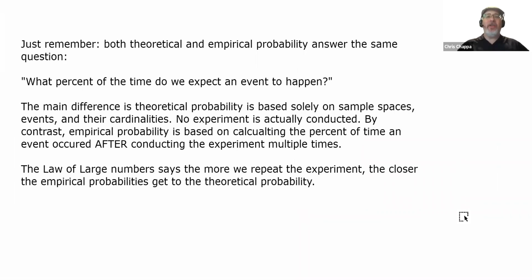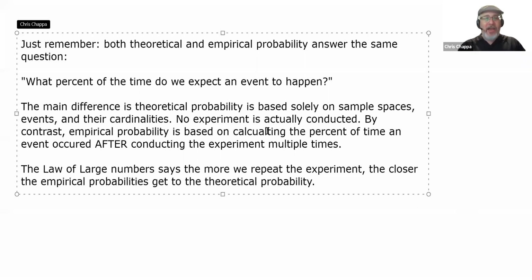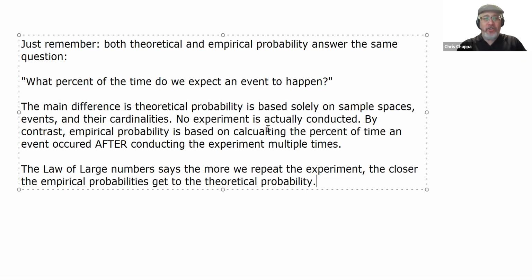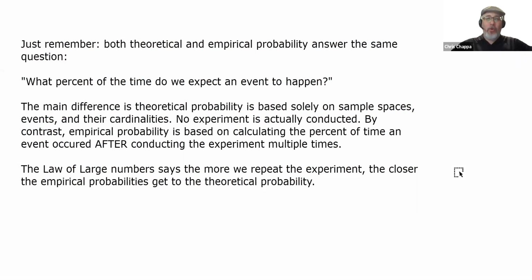Just remember, both theoretical and empirical probability answer the same question: what percent of the time do we expect an event to happen? The main difference is theoretical probability is based solely on sample spaces, events, and their cardinalities. No experiment is actually conducted. By contrast, empirical probability is based on calculating the percent of the time an event occurred after conducting the experiment multiple times. The law of large numbers says the more we repeat the experiment, the closer the empirical probabilities get to the theoretical probability.